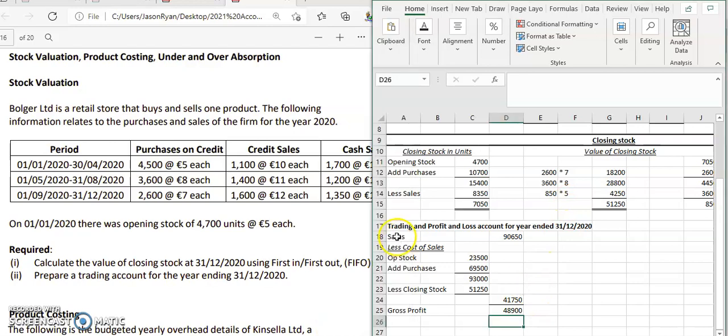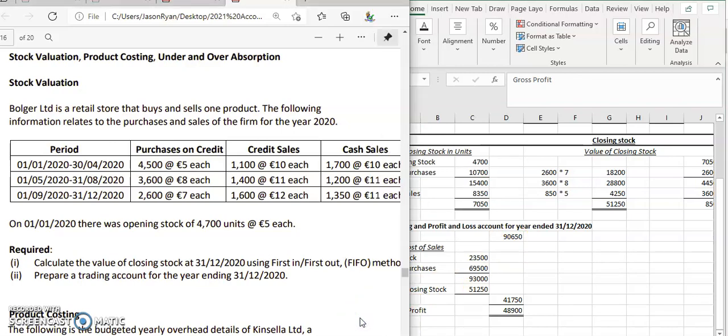So remember, your sales is taken from part one. Your opening stock is taken straight from the question. Your purchases is taken from part one. Your closing stock then is also taken from part one. And that'll help you calculate the goods available for resale. And that's going to be taken away from your sales figure to give you your gross profit. And that's how you calculate part B or part two of part A for your stock valuation.